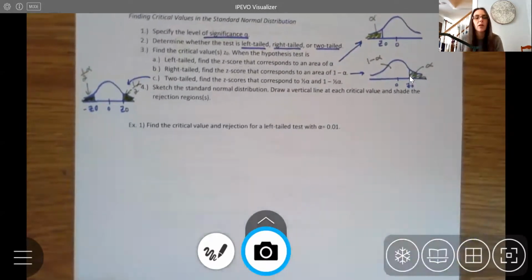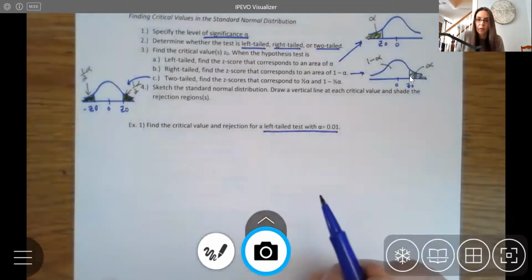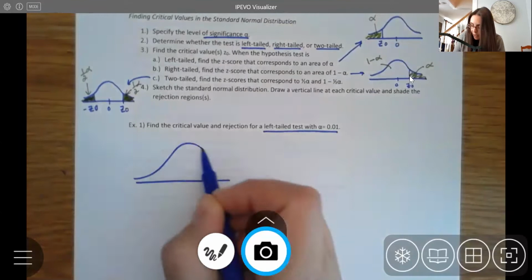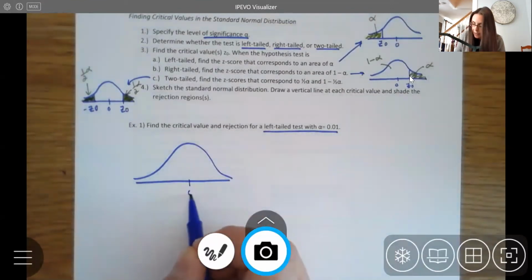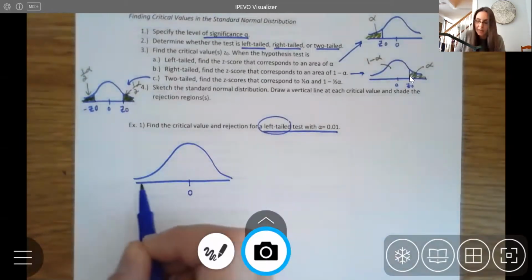All right, so let's find the critical value rejection region for a left-tailed test with alpha equals 0.01. So again, I'm going to draw a picture every single time for these. I'm talking about z-scores here, right? So my center is going to be at 0. And it's a left-tailed test, so my alpha is going to be on the left here.